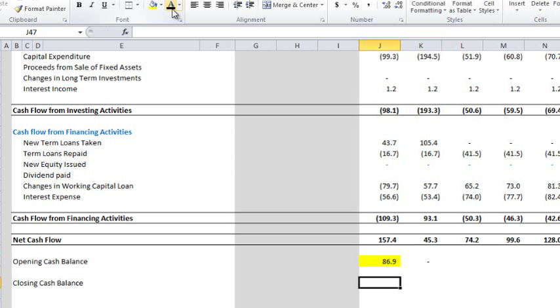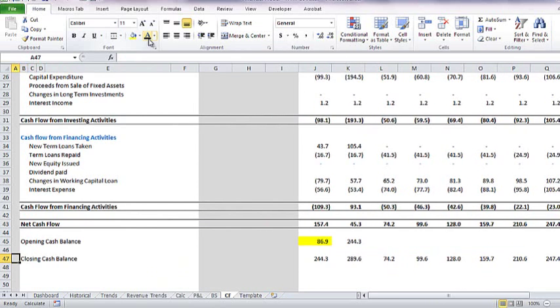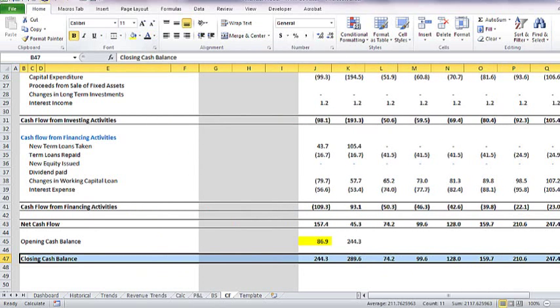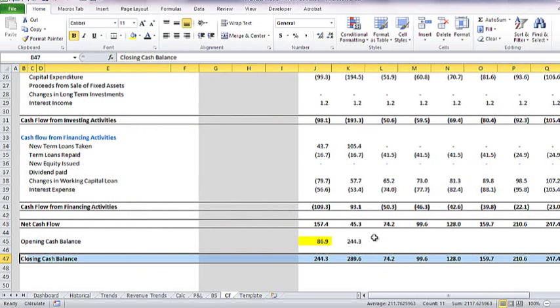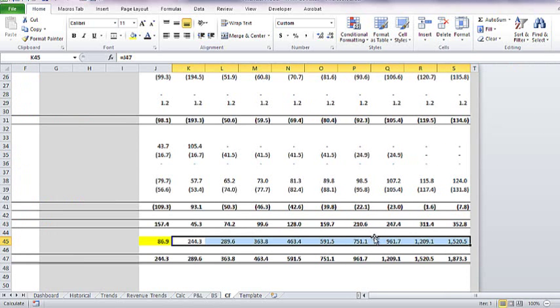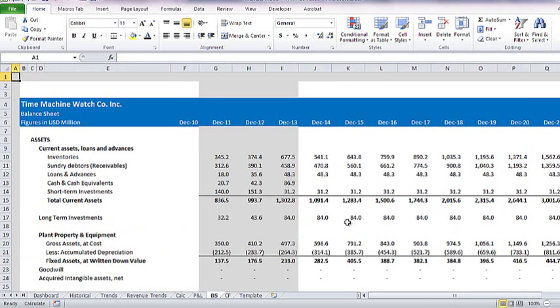The closing cash for this year is equal to opening cash plus the net cash flow. So that gives us the closing cash balance, and we are linking the opening cash for next year to closing cash for last year. With that, let's link this to the balance sheet.